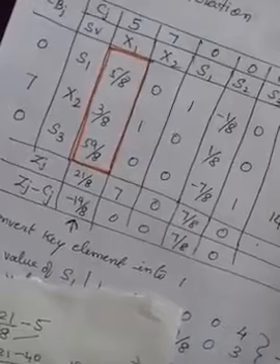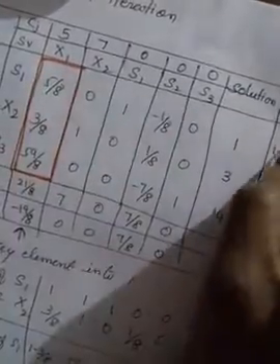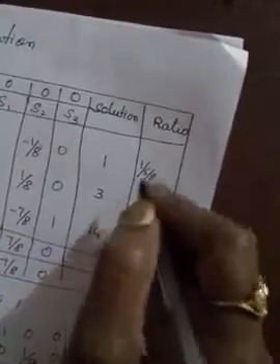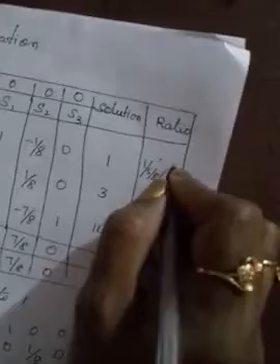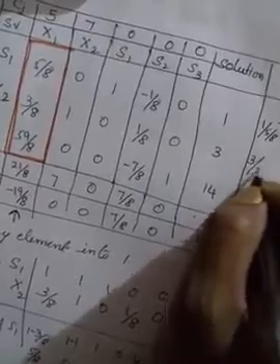So now we have to find out your ratio. Okay, ratio: solution divided by your pivot column. Solution is what? 1. 1 divided by 5 by 8. If the denominator is in the ratio, you have to reciprocate this value. So we will get 8 by 5. Okay, similarly 3 by 8. Solution is 3 divided by 3 by 8.